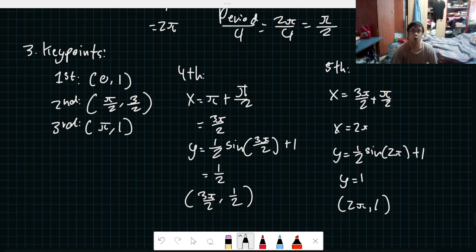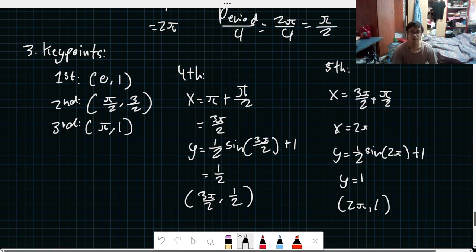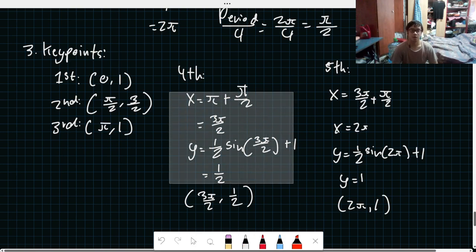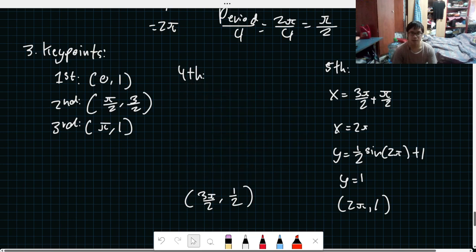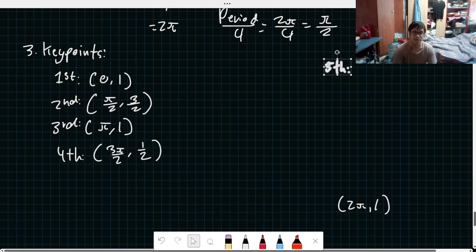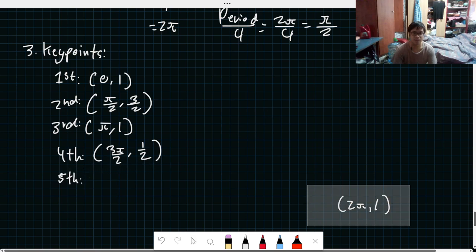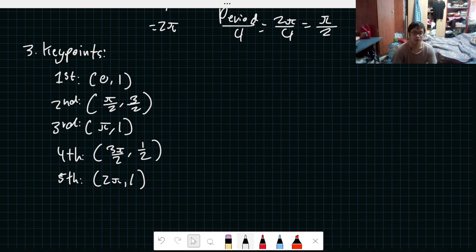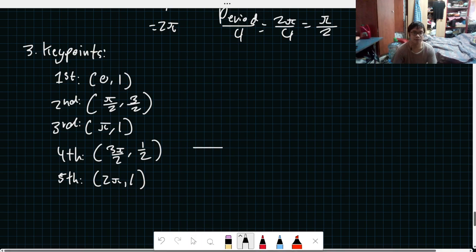And now that we found all the key points, we can now erase the solutions and graph it out, which is basically the fourth step. All right, trace these key points. Okay, so let me just draw a line here. All right, so we draw this one, and then we draw a vertical line here. There we go.